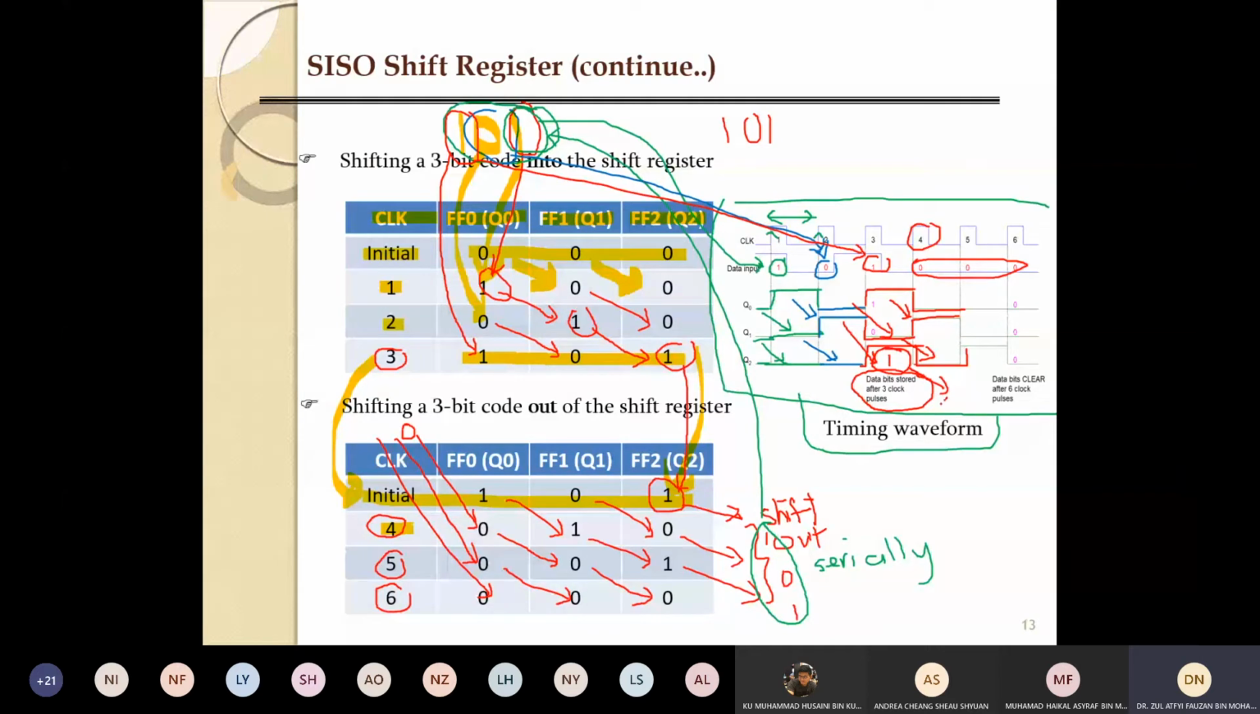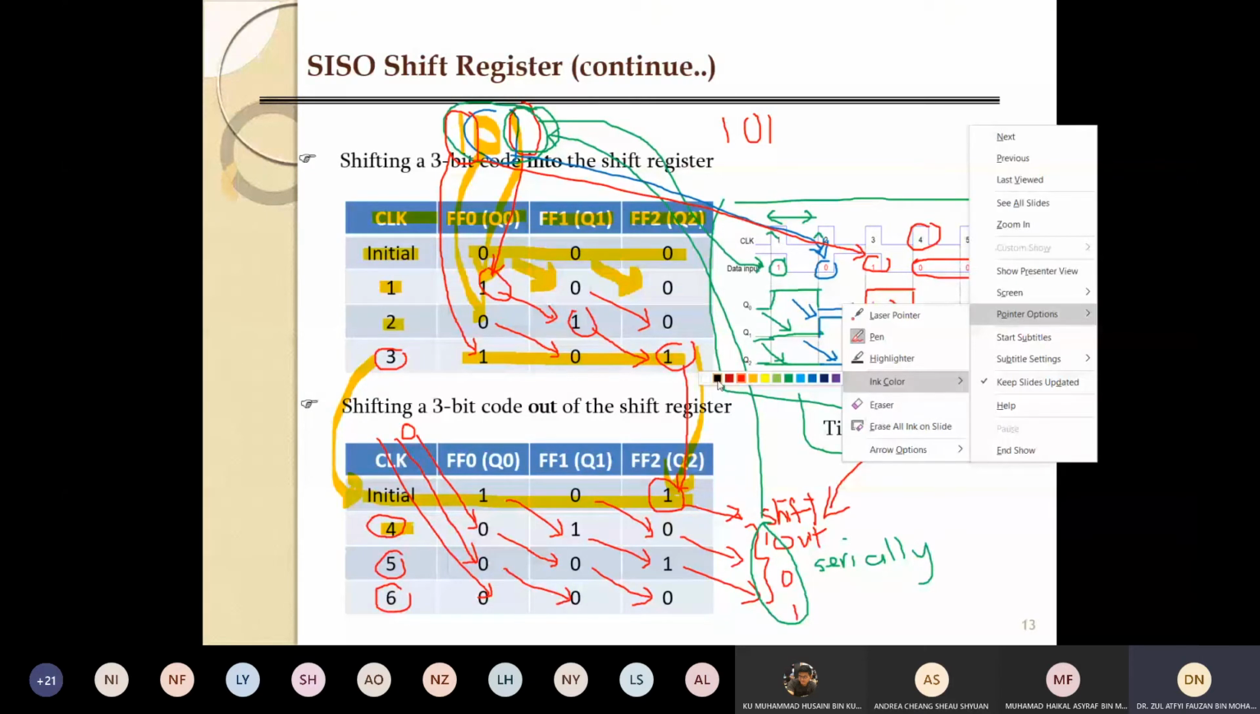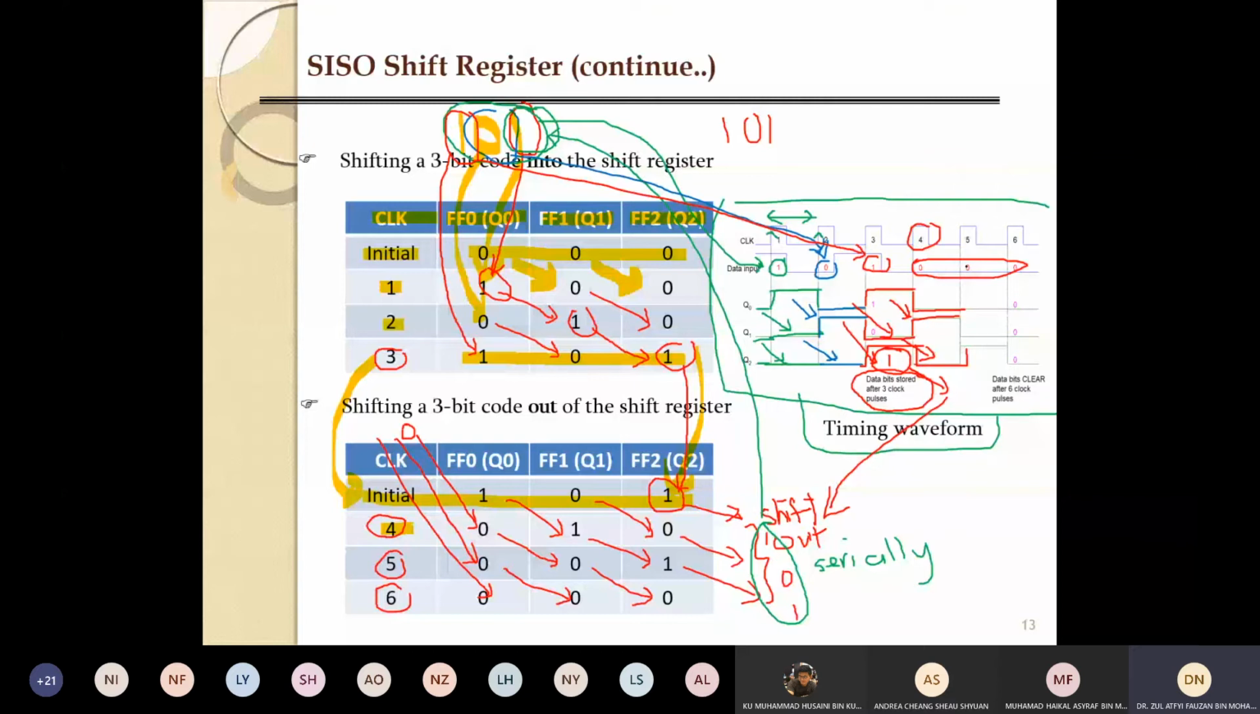Then at the fifth clock, the input is 0, so Q0 will be 0, and Q1 will be 0 from the shift from here.